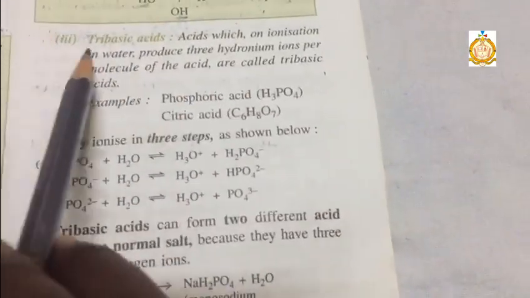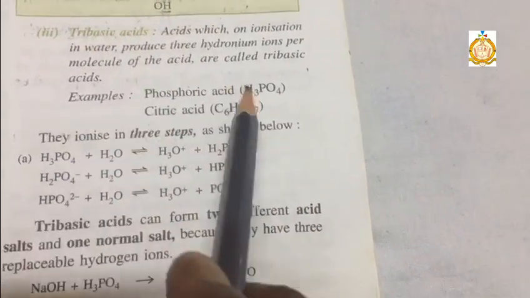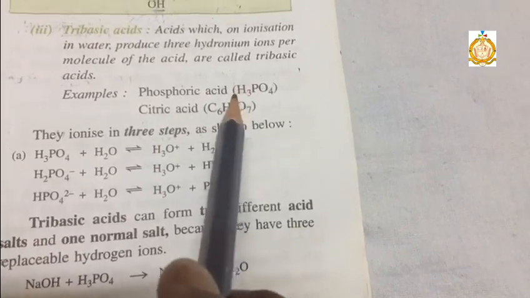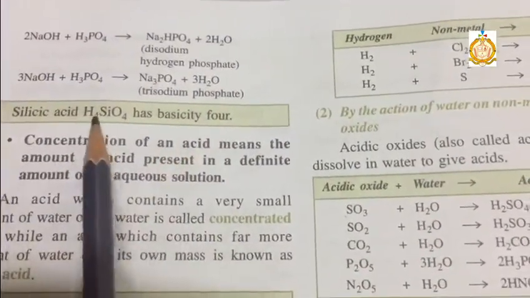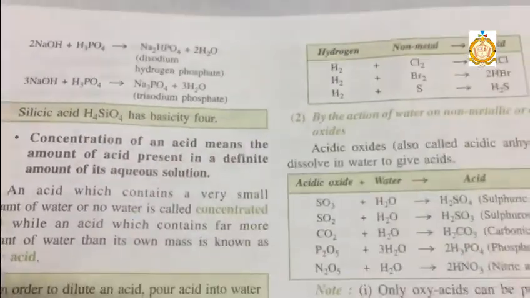Next one is tribasic. Tri stands for 3. So this is phosphoric acid, 3 hydrogens are replaceable, so this is a tribasic acid. Another one is tetrabasic acid. This one, salicylic acid, is a tetrabasic acid.